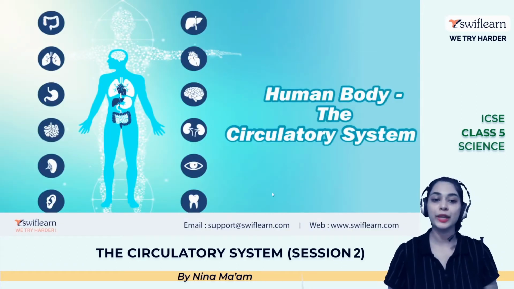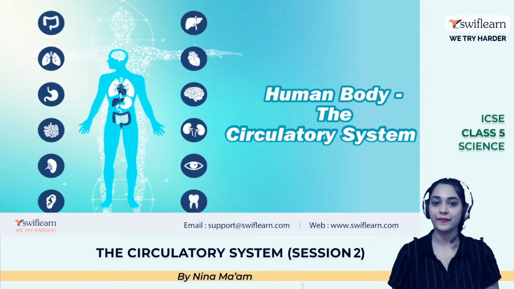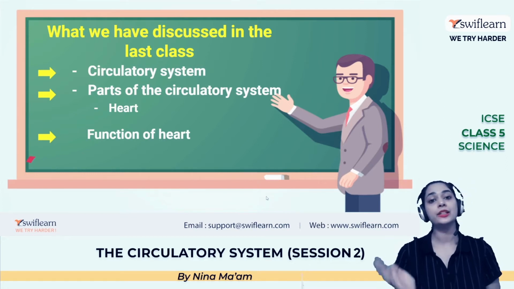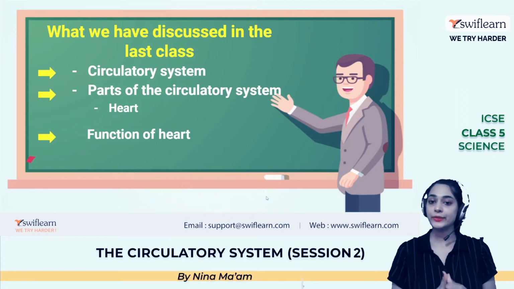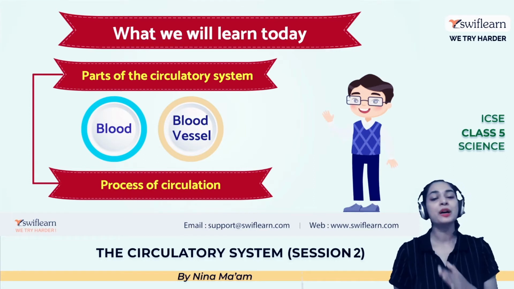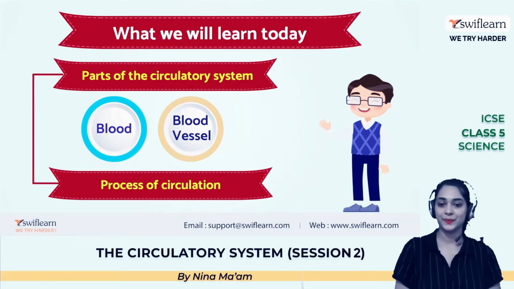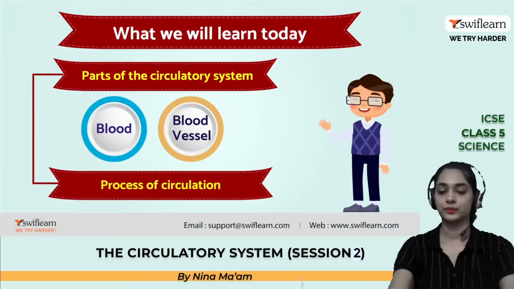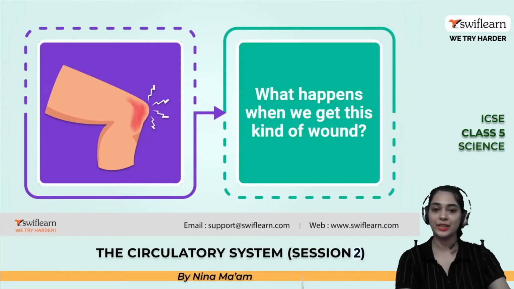Today we are going to talk about the human body, the circulatory system for class 5. We discussed a few topics earlier in the previous class: the circulatory system, parts of the circulatory system, the heart and functions of the heart. So today we are going to learn about the parts of the circulatory system, blood and blood vessels, and the process of circulation. So let's look at the topics.